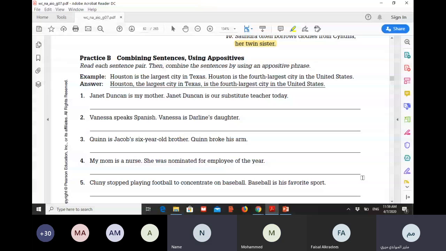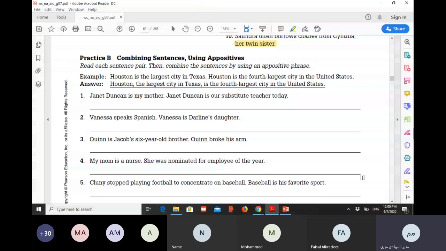Can I do the next one? No, the same sentence. How can you do it in another way? There are two ways to write an appositive here, or to combine the sentence using an appositive here in the first sentence. Janet Duncan, comma, is my mother. No, comma without "is."